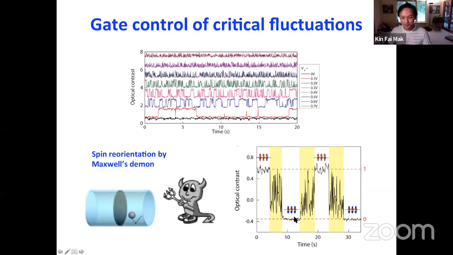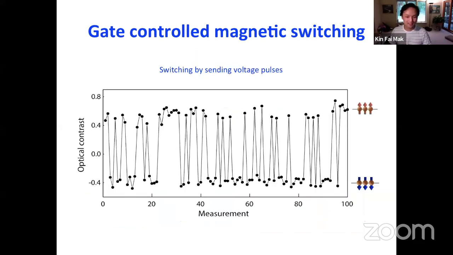And we can do something like a clever Maxwell's Demon. If we want to switch the magnetic state from spin up to spin down, all we need to do is apply a voltage to turn on the critical fluctuation. If the spin fluctuates to the point we like, say spin down, then we just turn off the voltage and the spin will stay spin down. If we want to switch back to spin up, we just turn on the fluctuation again, and it will switch back to spin up. Anyway, this is something fun that we can play with in this system.